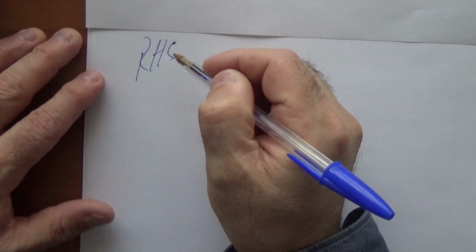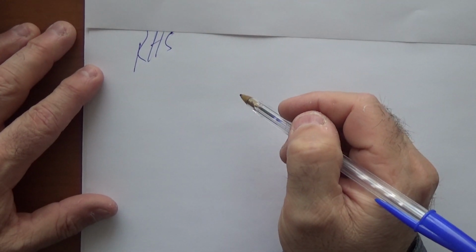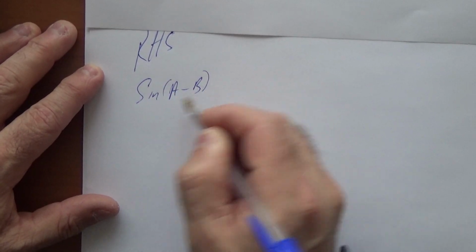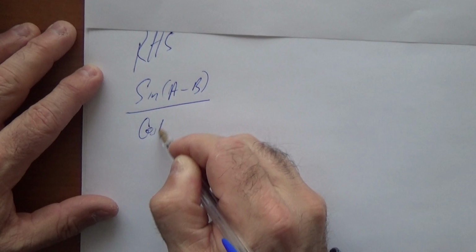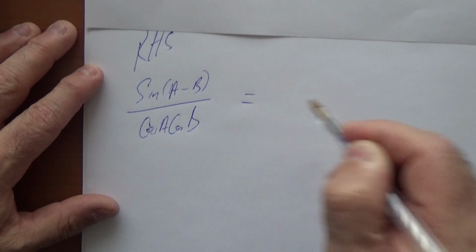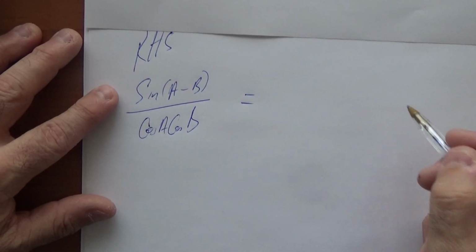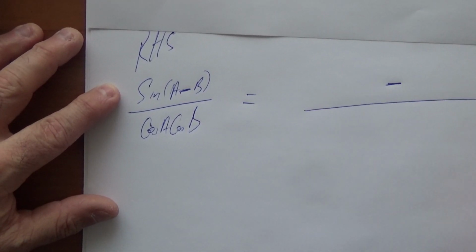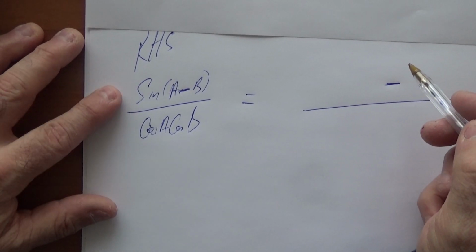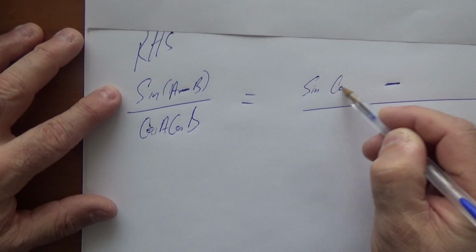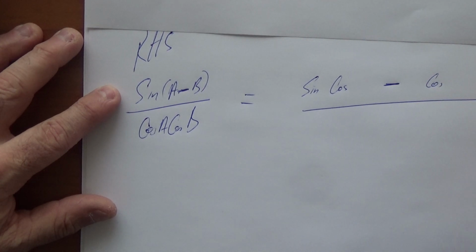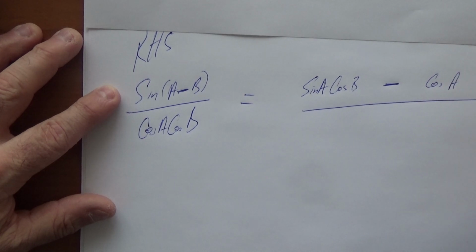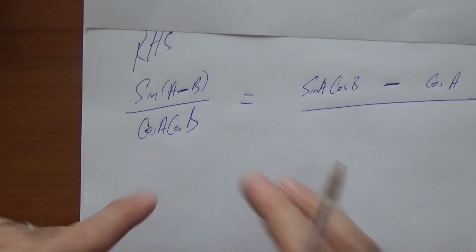So we will begin with the right-hand side. The right-hand side reads the sine of A minus B over cosine A cosine B. Okay, so heading in now with the identity for sine of A minus B. A sine should have a pattern of sine, cosine, cosine, sine, and the arguments get populated in the same order that they appear here.